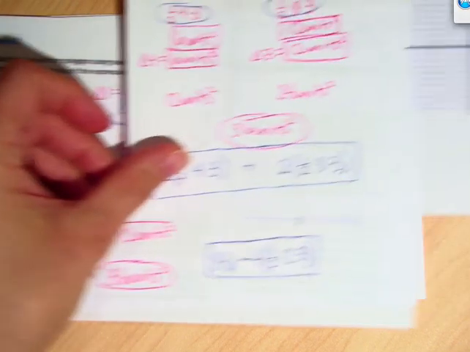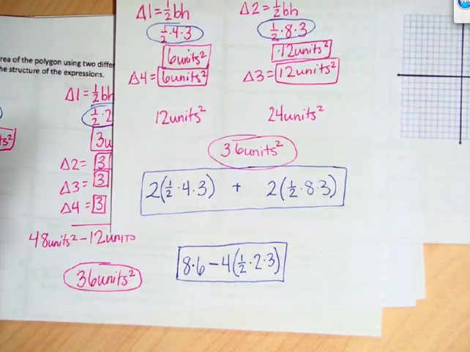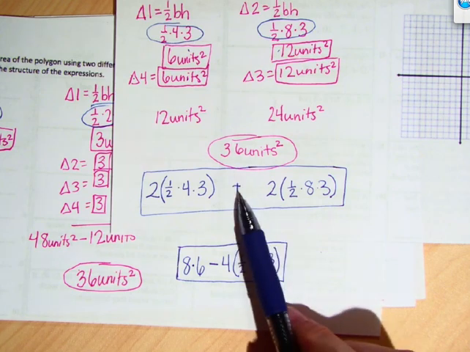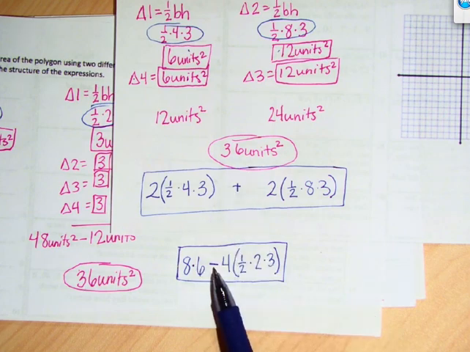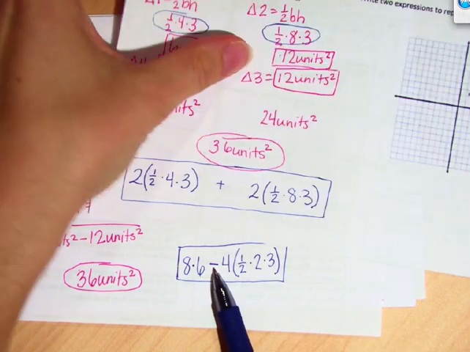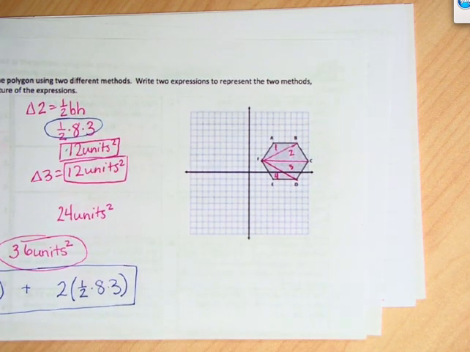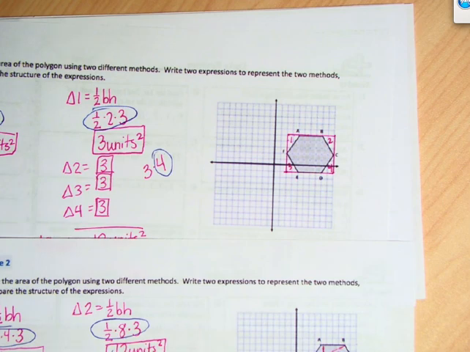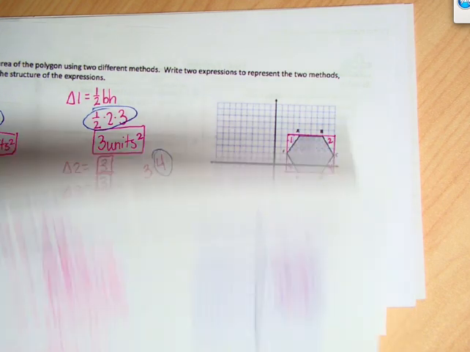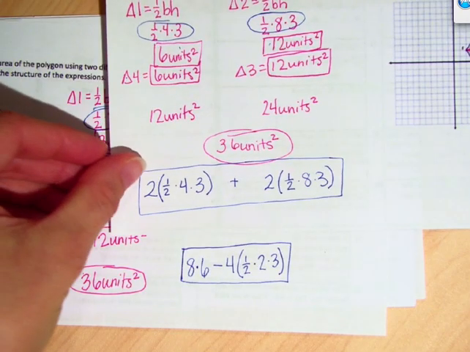Now let's look at these two. A little bit different. I think the biggest difference that I notice is in the first one we added and then the second one we subtracted. Here's why I see that. Because here I made them smaller and then put them back together. So I had to add them back together. Here I made it bigger and then took the parts away. So that tells me why I added or subtracted.